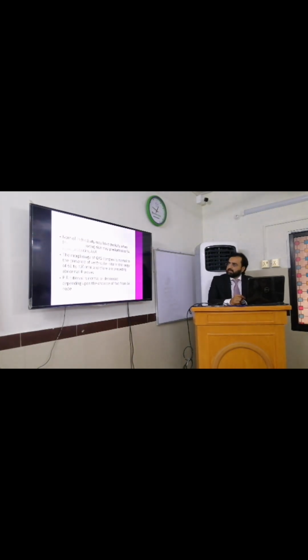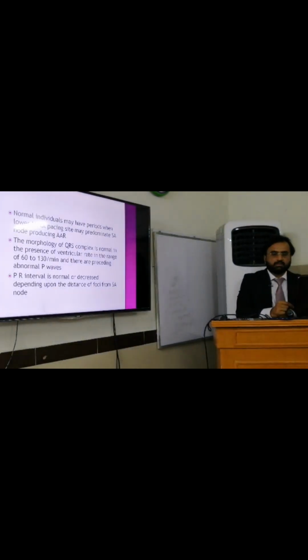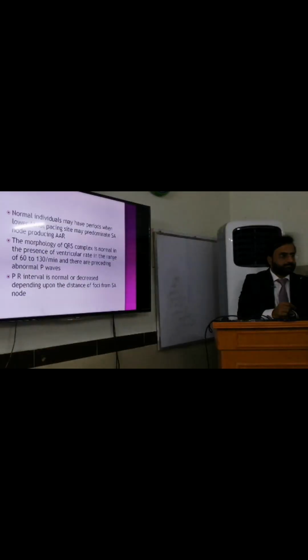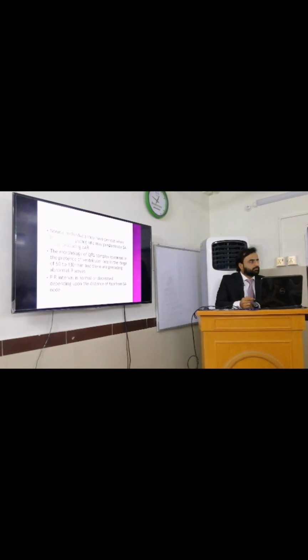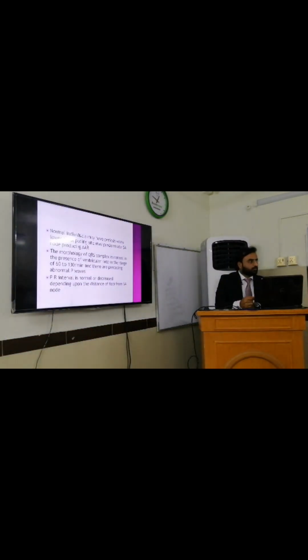Okay, so normal individuals may have periods when the lower atrial pacing sites may predominate over the SA node, producing an accelerated atrial rhythm. As I said, the SA node is the master of the conduction system. It paces the heart, but there are certain pathological states, like when the patient's SA node is dysfunctional, or certain metabolic disorders that disrupt the SA node, or any other condition that causes enlargement of the atria, that cause other sites to overdominate the SA node, right? And they produce their own impulse.